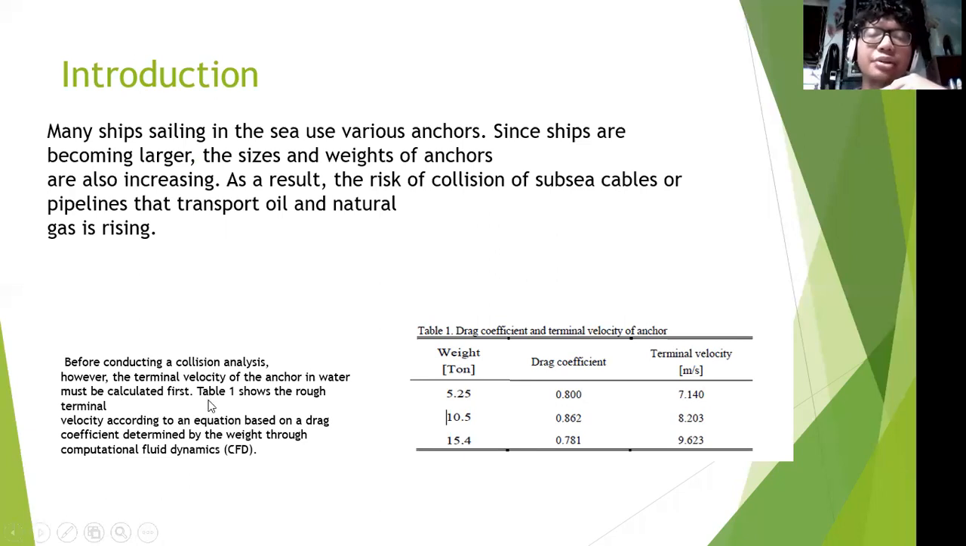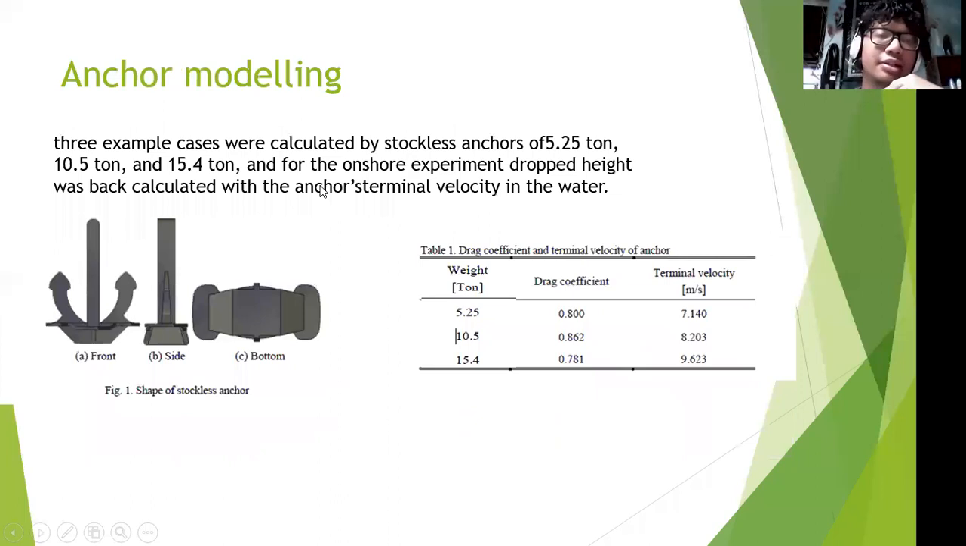I use three different weights. The first ones are 25, 10.5, and 54, the weight of the anchor itself. So we can use CFD. We got a drag coefficient and terminal velocity for every weight. For the weight 25, we got a drag coefficient of 0.8, and we can see the other drag coefficients and terminal velocities in this table.